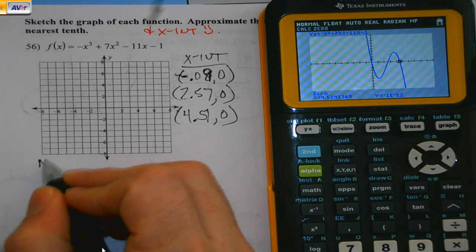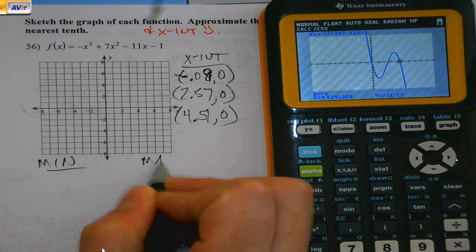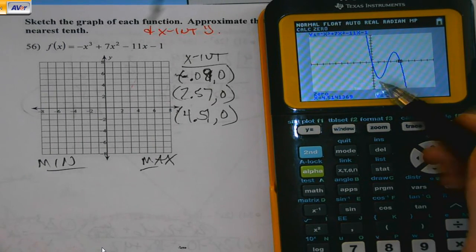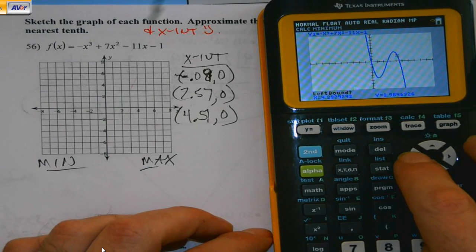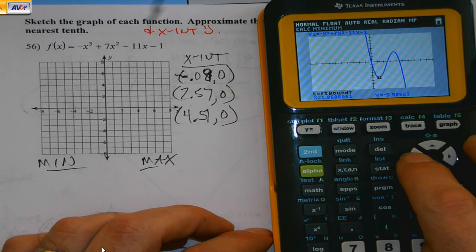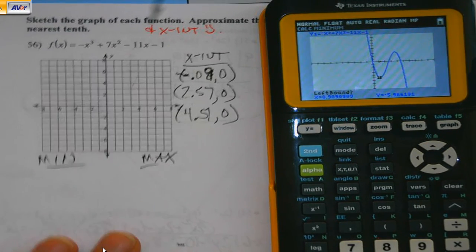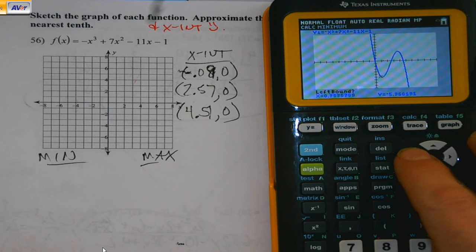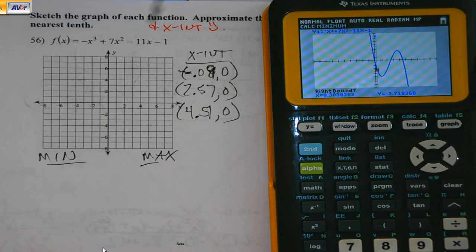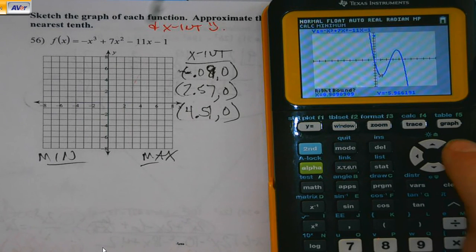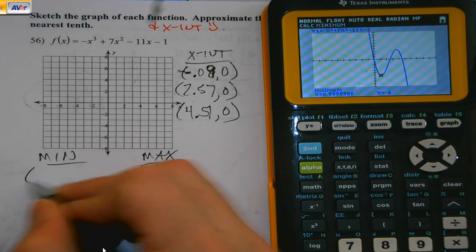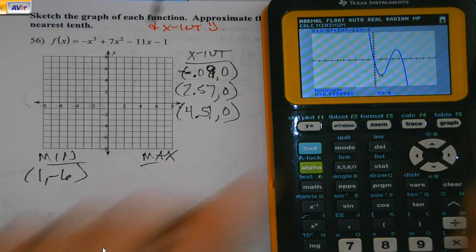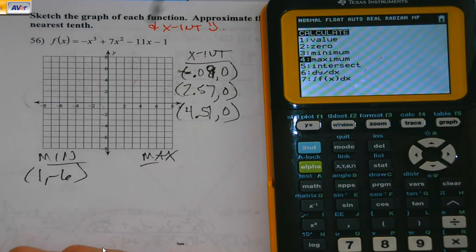Okay. For my min and max, I notice I've got one valley and one hill. So let's do our valley. Back down here to the bottom of the valley. But the rules are the same. 1, 2, 3, 4. Enter. Right. 1, 2, 3, 4. 5, 6, 7, 8. Enter. Trap's been set. Find that min. 1, negative 6.